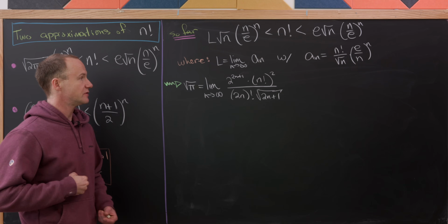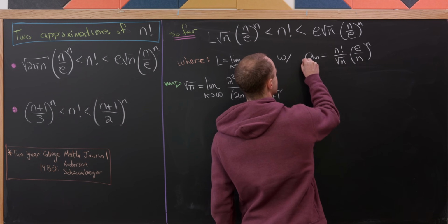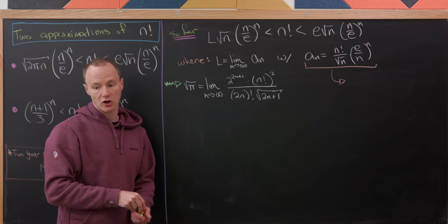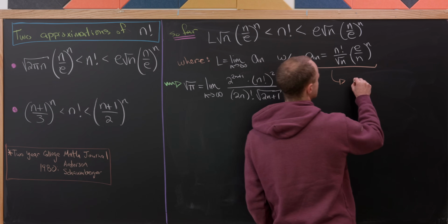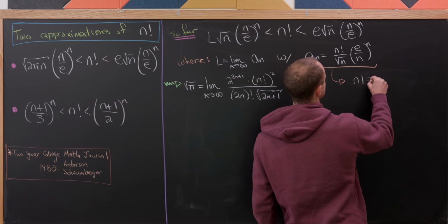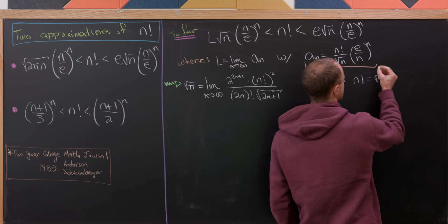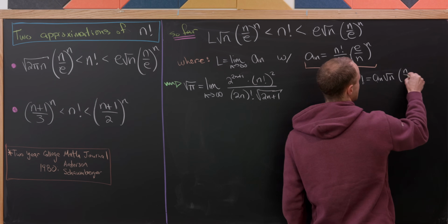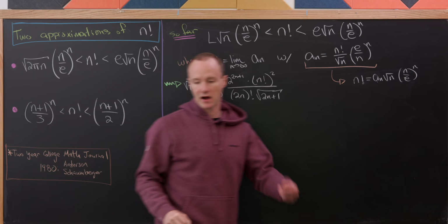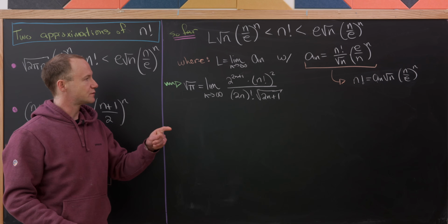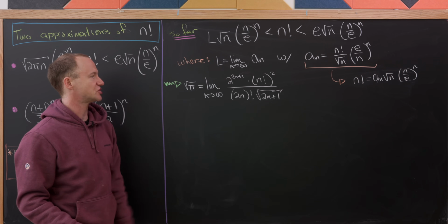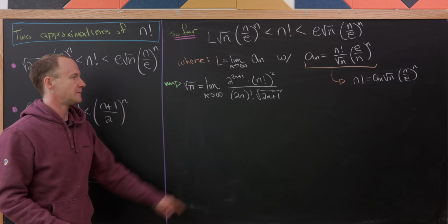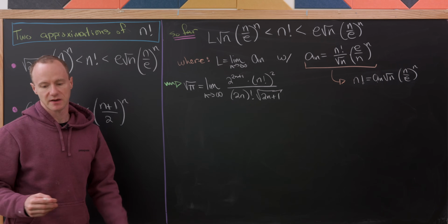And now what we'll do is take this defining equation for a sub n and solve it for n factorial. So that's going to give us n factorial is equal to a sub n times the square root of n times n over e raised to the n power. And then we'll put that into our limit right here. So I'll replace n factorial with that, and 2n factorial with its companion.